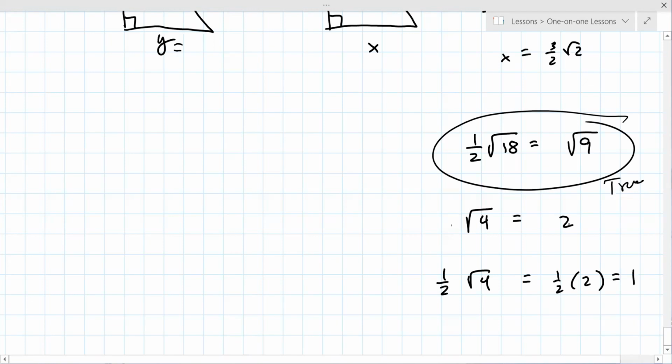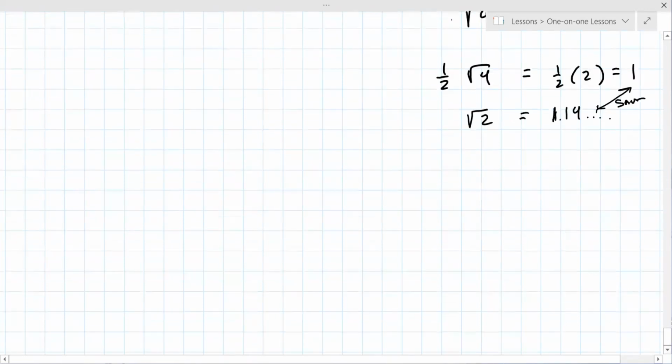Square root of 4 is 2. Are you okay with that? Yes. So if I put a 1/2 on both of these, the square root of 4 is still 2. 1/2 of 2 is 1. Is that okay? Yeah. What is the square root of 2? Grab your calculator. It's like 1.43 something. Well, if what you said is true, then these should be the same. They're not. So here's another way we can look at it.